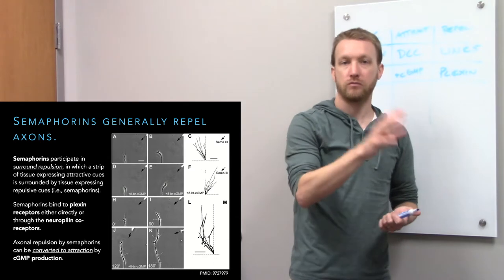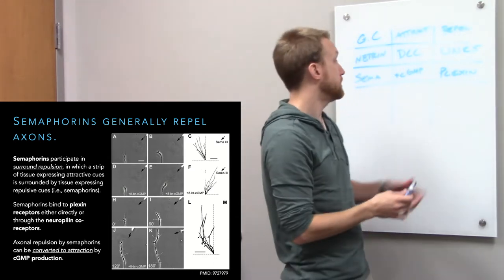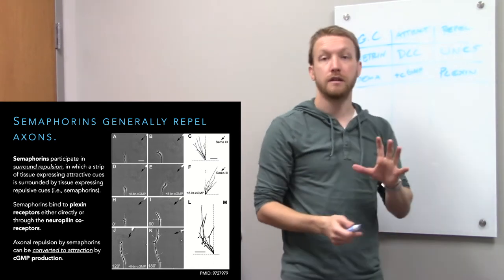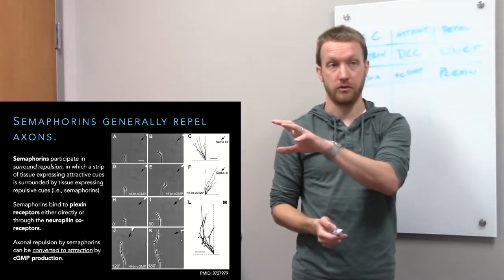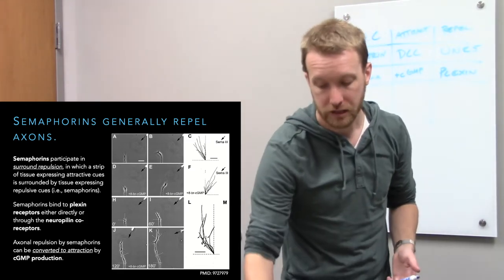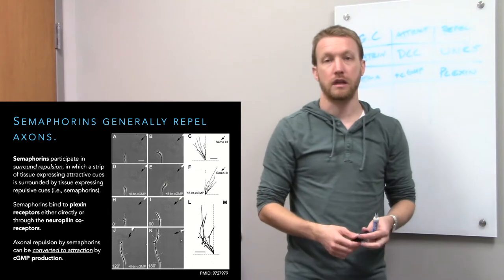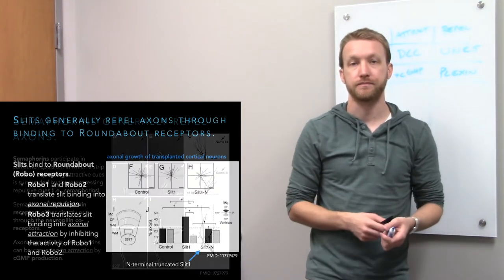Semaphorins are, for the most part, repellent. You'll notice they're always turning away, unless we have cyclic GMP around. Then semaphorin binding to plexin is actually going to translate to chemoattraction. So it's somehow going to differently affect the actin cytoskeleton. Likely this has to do with activity on Rho GTPases.